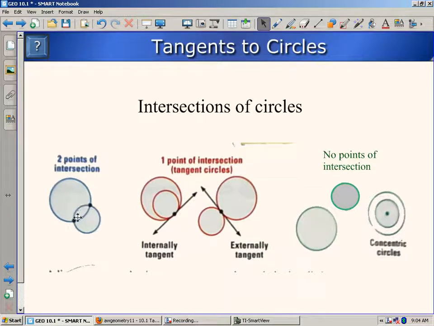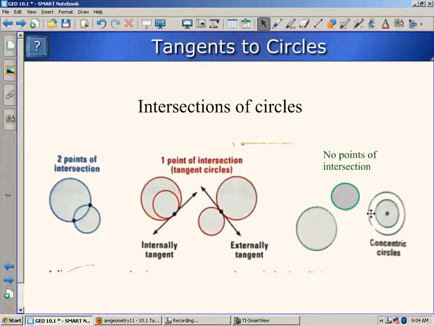We have internally tangent, that's what I was talking about before, where the circle is inside and you have your 1 point of tangency. You have externally tangent, where you still have your 1 point of tangency, but the circles are outside each other. Then there's concentric circles, which would be this guy right here with the same center. We already talked about that. And then also the no points of intersection. So your options are either 2 points, 1 point, or no points of intersection. These last two over here are no points of intersection.